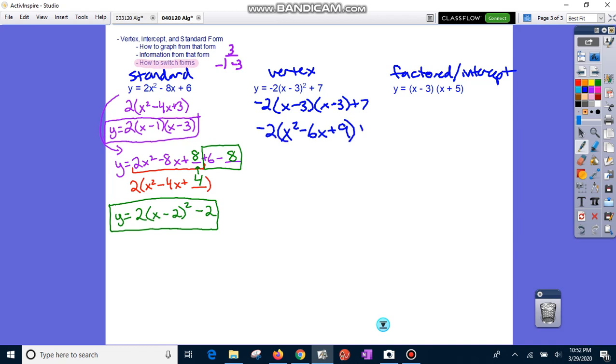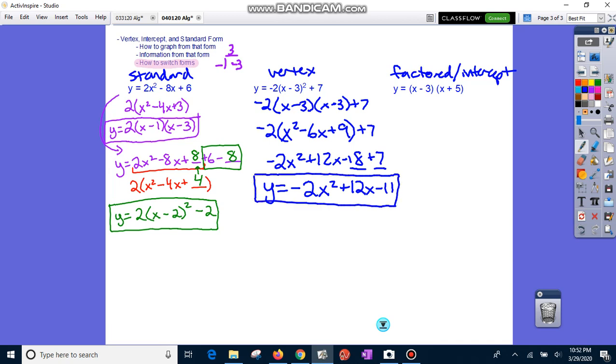A reminder here that -3 times x and -3 times x makes -6x, and -3 times -3 makes 9. I still have this -2 times that whole thing. So now I'm going to distribute the -2 through. I get -2x squared plus 12x minus 18. I still have this plus 7. Combine my like terms. So now I'm going to have my final answer, -2x squared plus 12x minus 11. This right here is standard form for everybody.